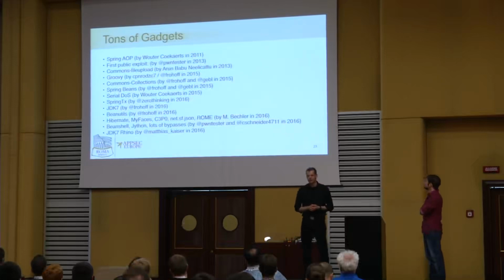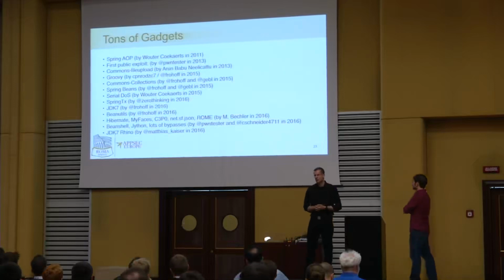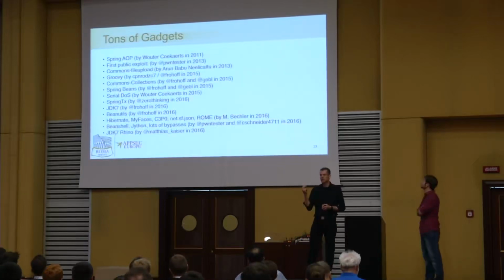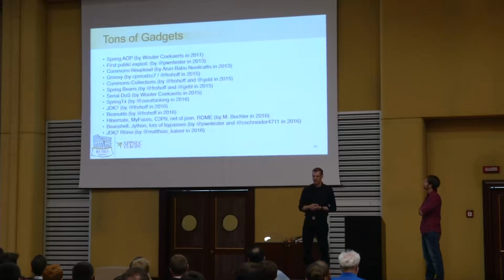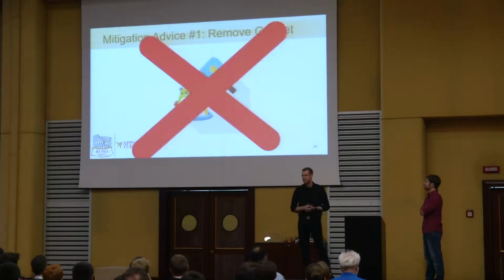And also there are some golden gadgets, and you will see some in a few minutes, which are gadgets that are simply sitting inside the JRE itself. So that's not relying on an external library, so that cannot directly be removed. So unfortunately, removing the gadget from the gadget space is not really a good solution.